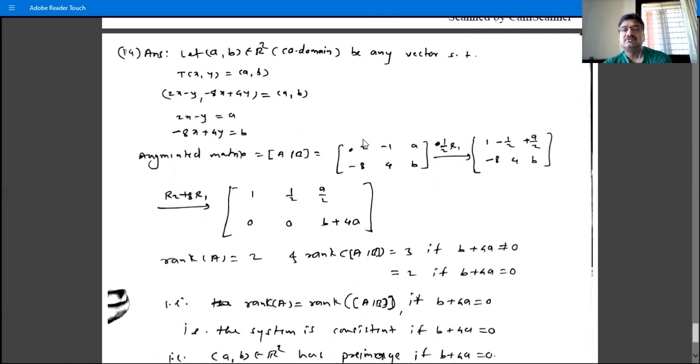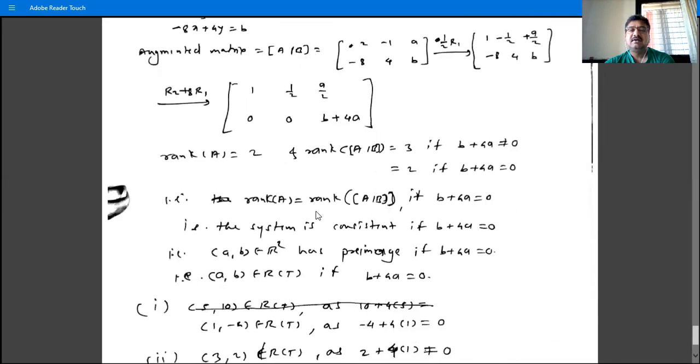Then we have to reduce this 2 to 1. So (1/2)R1 is the operation, and we have [1 −1/2 | a/2]. And we have to now reduce this −8 to 0. So R2 plus 8R1, we have this matrix. And if you observe the first two columns, cancelling the last column, the remaining is the echelon form of the matrix A.